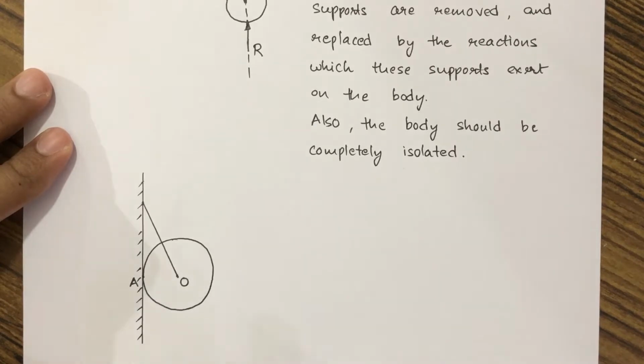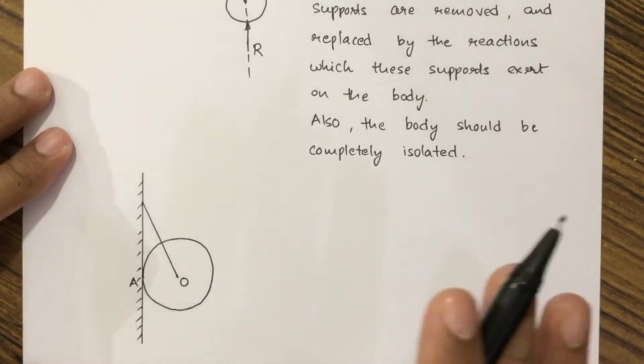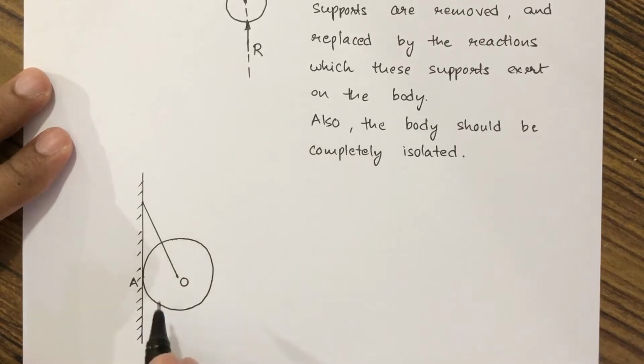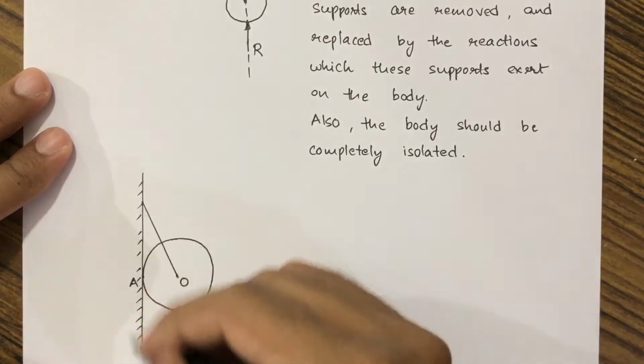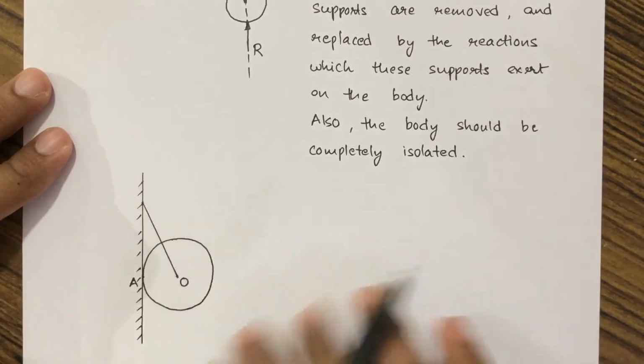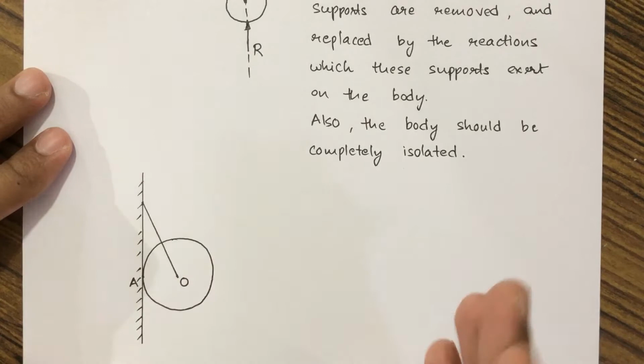To draw the free body diagram of the ball, we have to isolate the ball completely. So we will first isolate the ball completely. That is, we have to isolate the ball from the support and the string. This is the wall, that is the support, and the string. We have to isolate the ball from the support as well as the string.